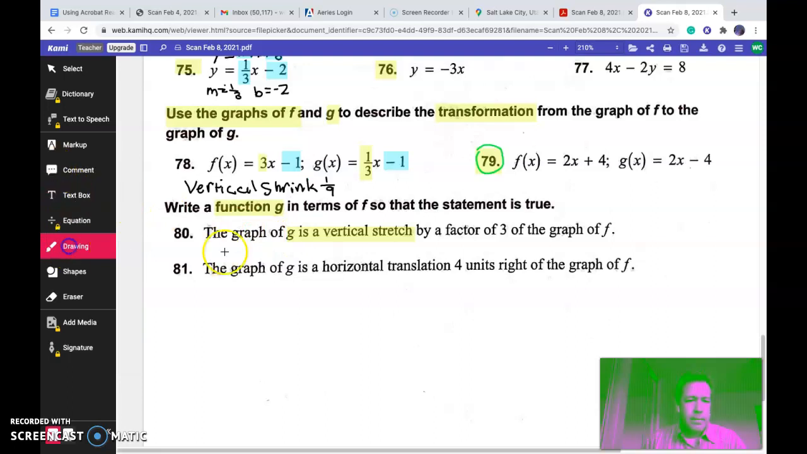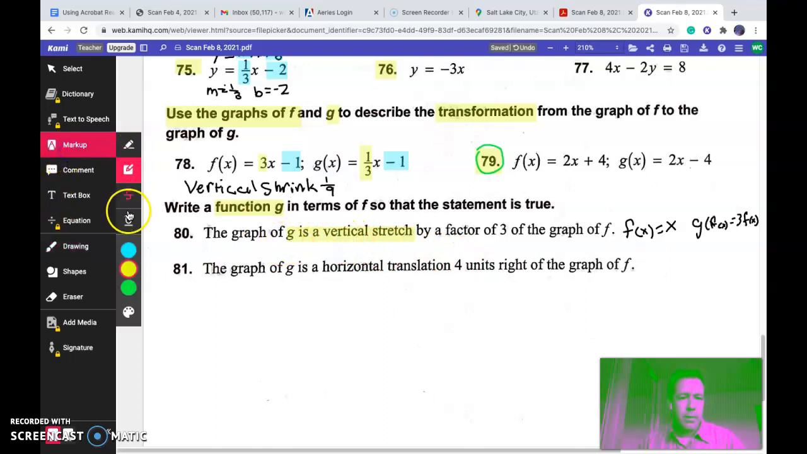So when I write it, my original problem is, let's say, f of x equals x. And now I'm going to stretch it. I'm changing my slope, so my new g of x is to take f of x and multiply it by 3. 3 times f of x. Okay, now that works for vertical stretch.